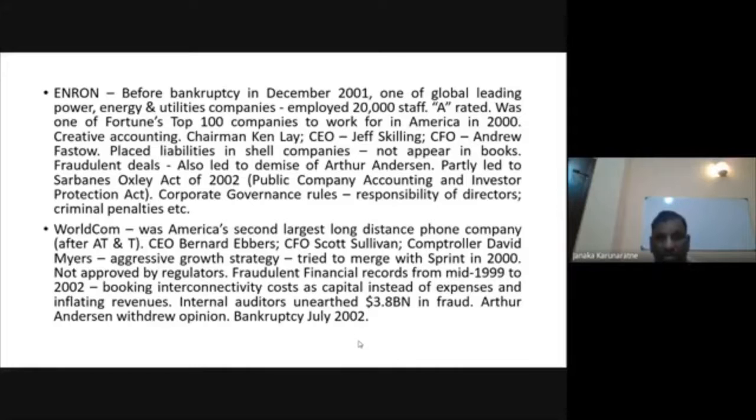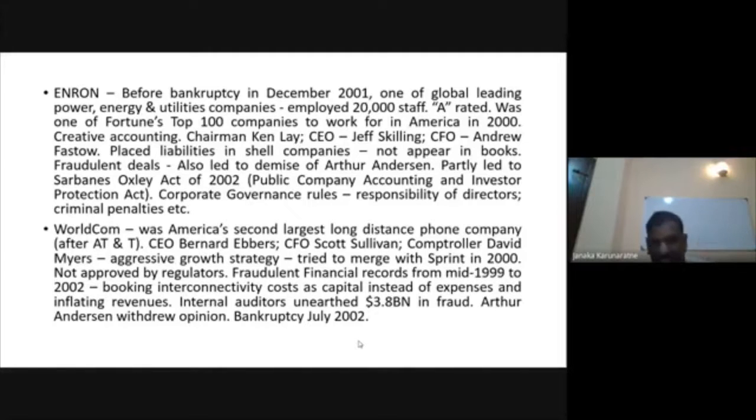WorldCom was the second largest telecom company in the US after AT&T. Again, they were following a very aggressive growth strategy, and it went to the extent of merging with another company, which was not approved by the regulators. Then again, financial records were not accurate. There were a lot of fraudulent financial records prepared during the last 3 years before its collapse, even changing the cost structures.